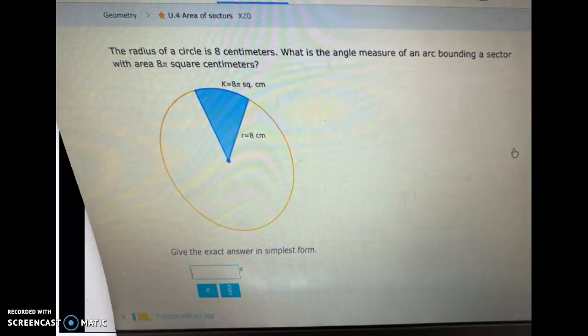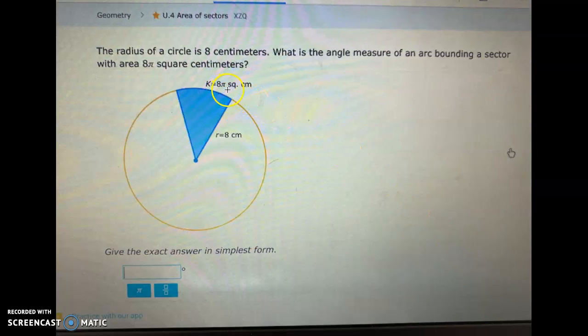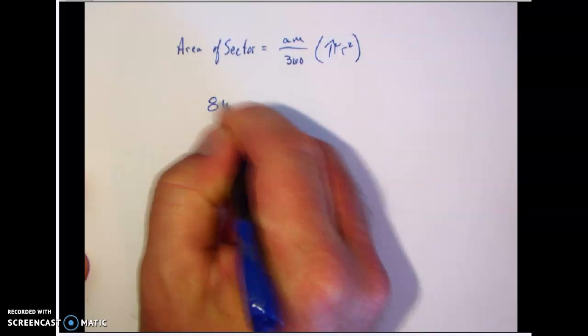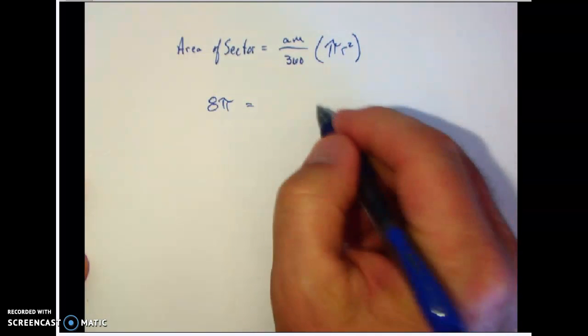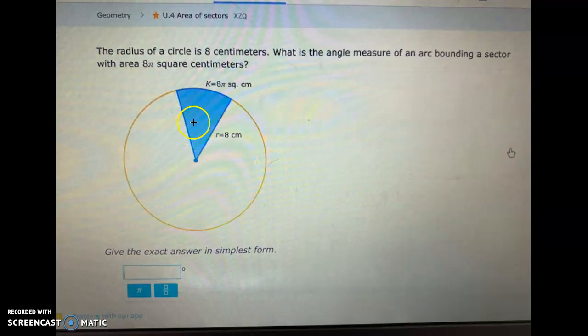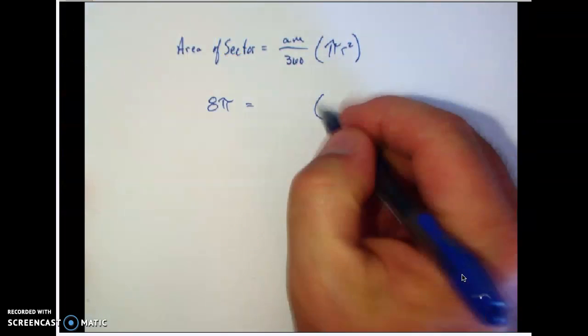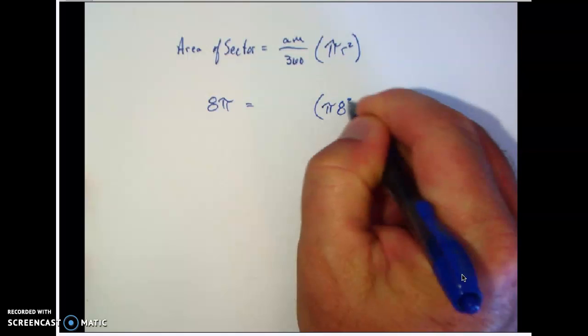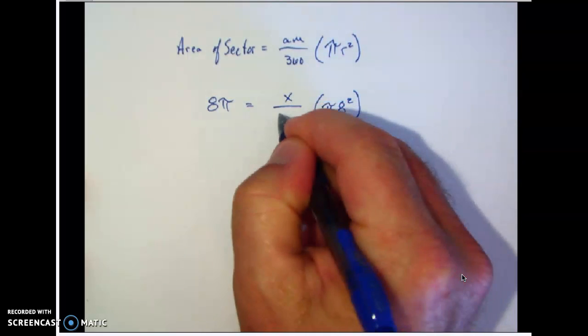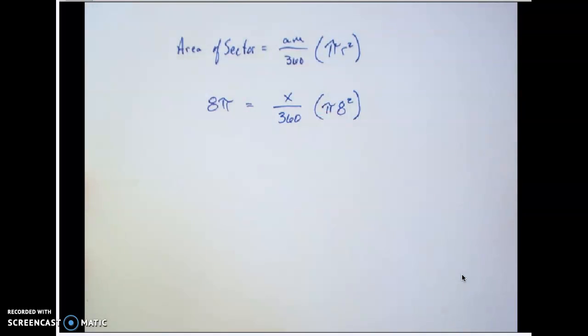So when we look at this problem, we are given the area is 8 pi, and we're given the radius was 8. All right, so there's our radius of 8, and then the area 8 pi. So that would be pi 8 squared. We're looking for that angle measure. That's our unknown, and that's what we're trying to find.